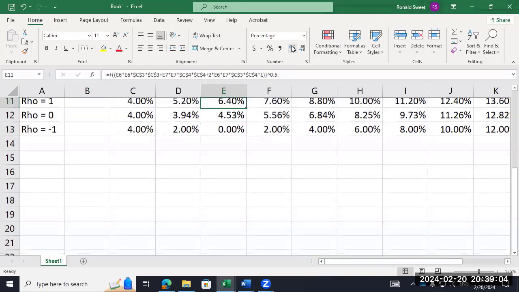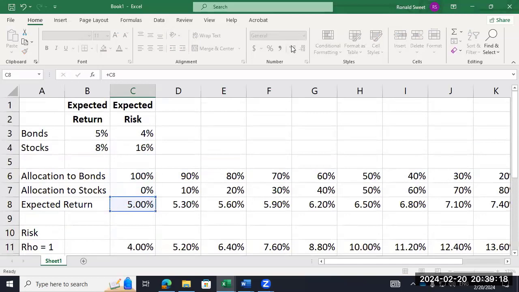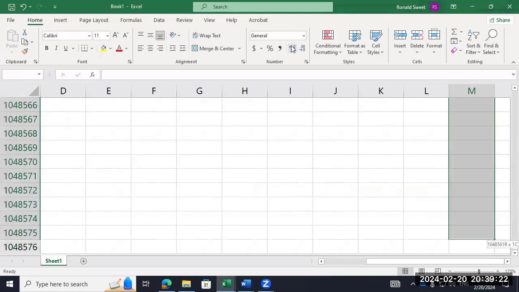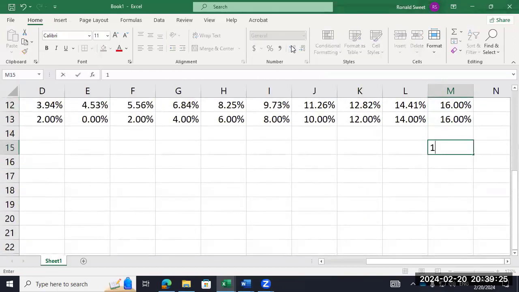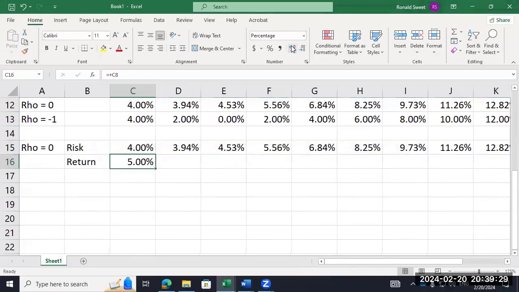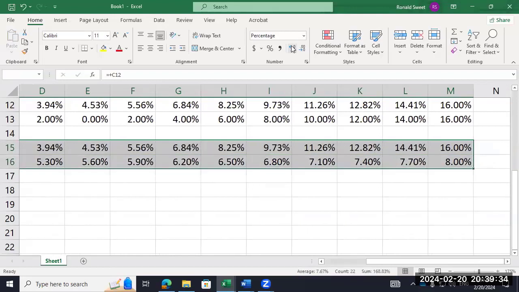So what does this look like as a graph? So let's do the rho of 0, risk and return. So there's my risk, there's my return. Sorry. There's my return. What do you think this is going to look like? It's going to look like something you've seen before.